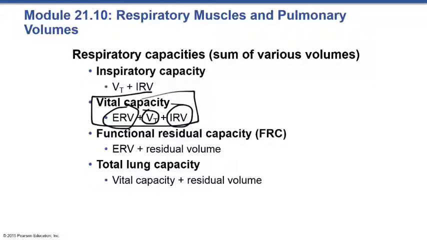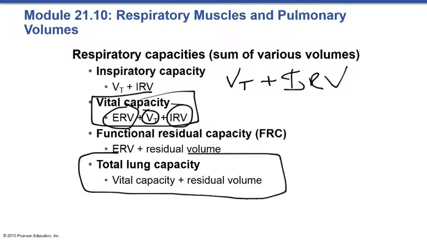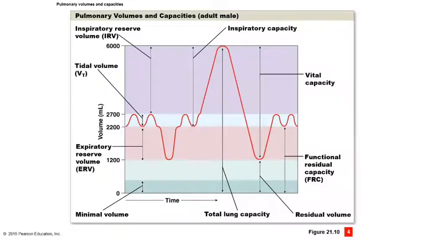There's also what's referred to as the inspiratory capacity. That is just how much can you breathe in. That'll be your tidal volume plus your IRV. And there's also the functional residual capacity, and that's your ERV plus the residual volume. Finally, there's the total lung capacity. How much can your lungs hold? And that's going to be your vital capacity plus that residual volume.